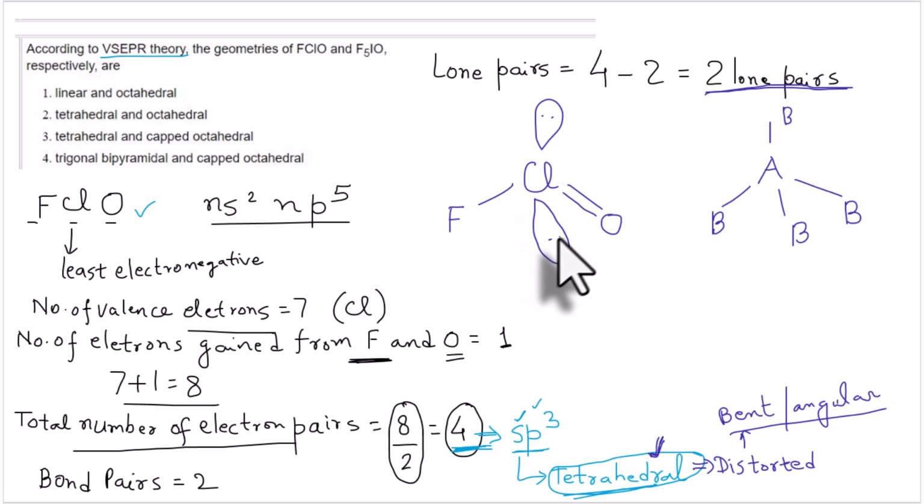But since the geometry gets distorted, so this is a kind of bent or angular structure like this, the actual structure of the compound. But we will consider it as a parent geometry as tetrahedral only. Okay, now let's move on to the next compound, F5IO.